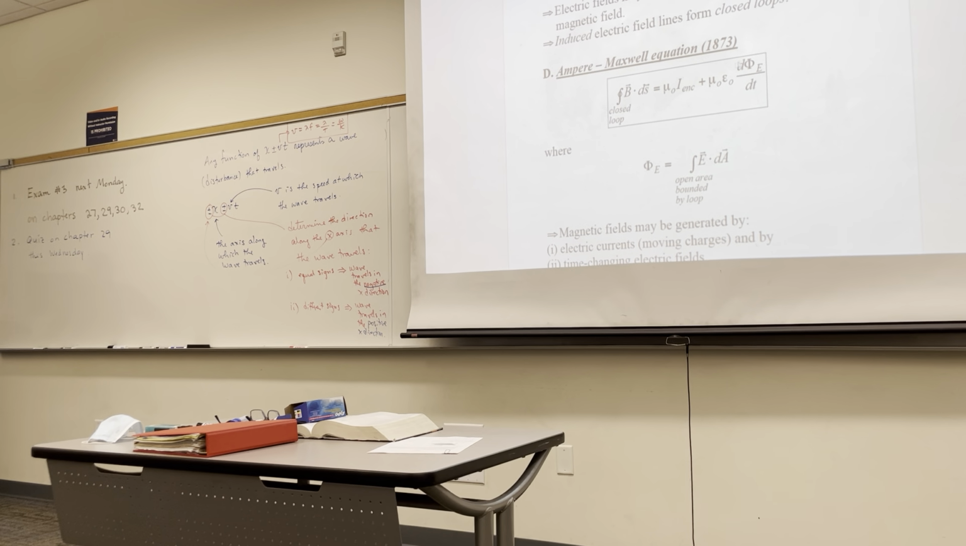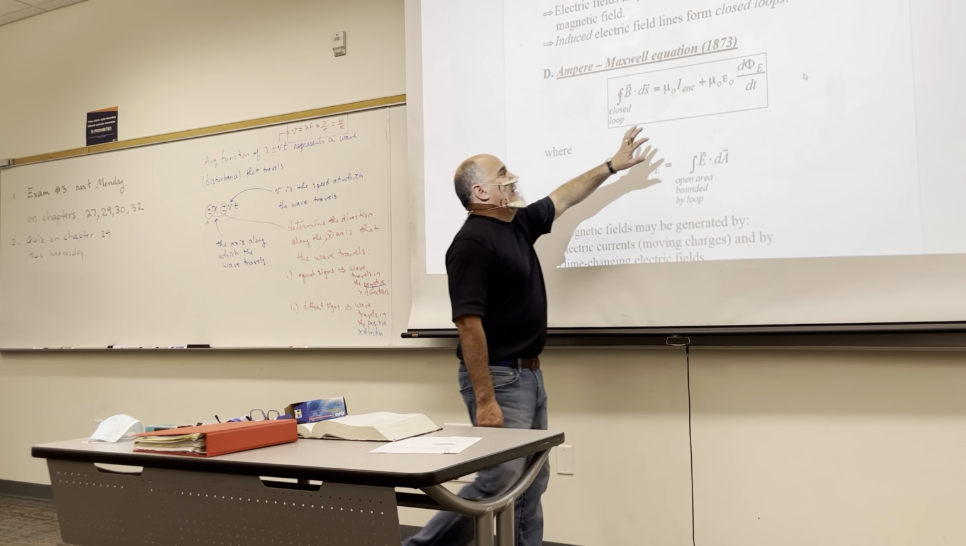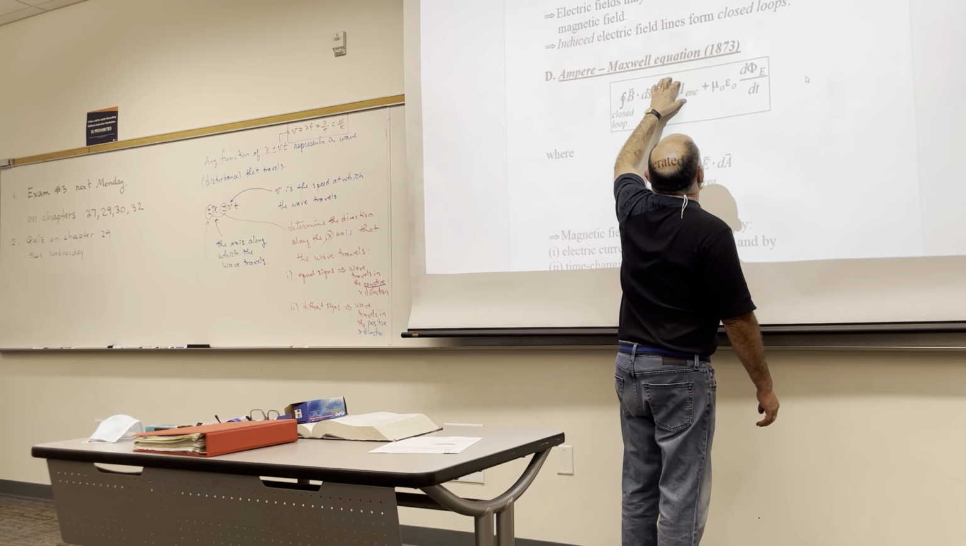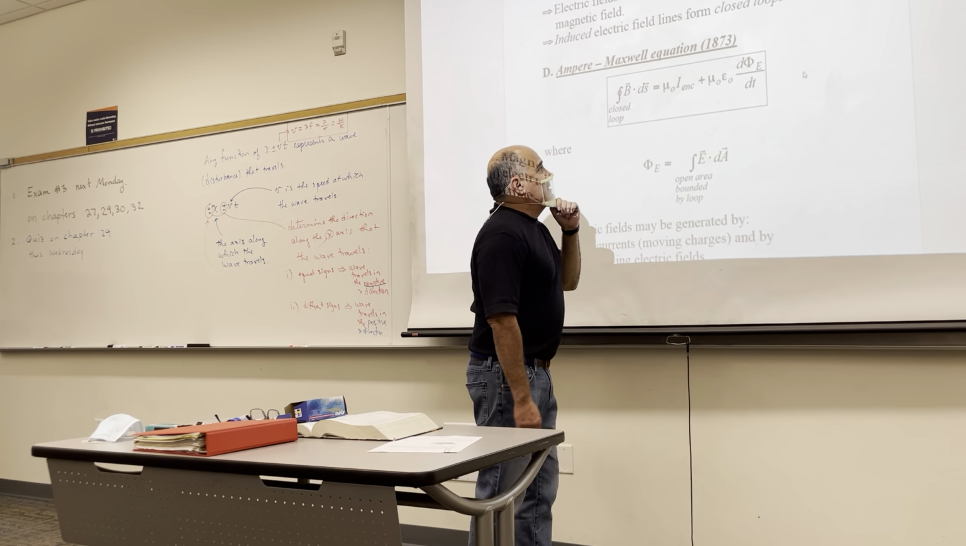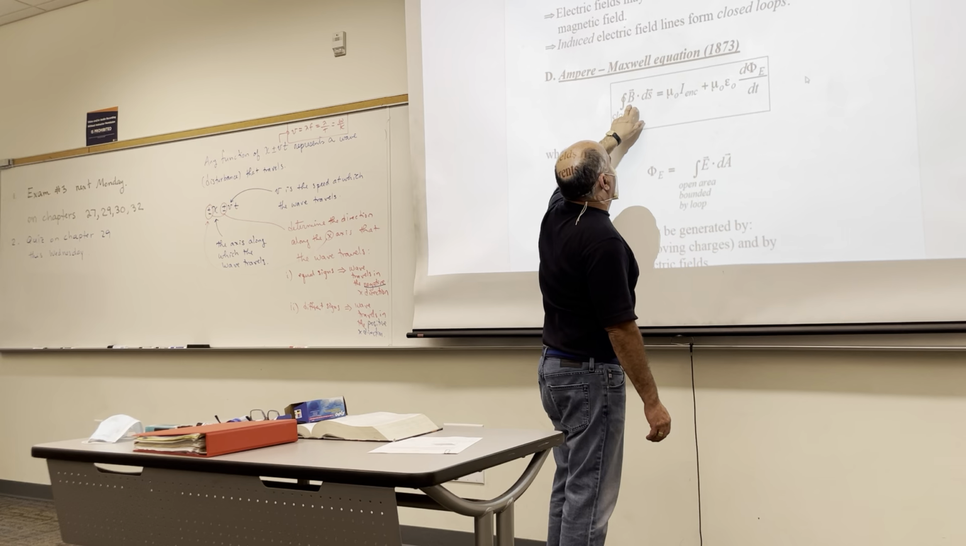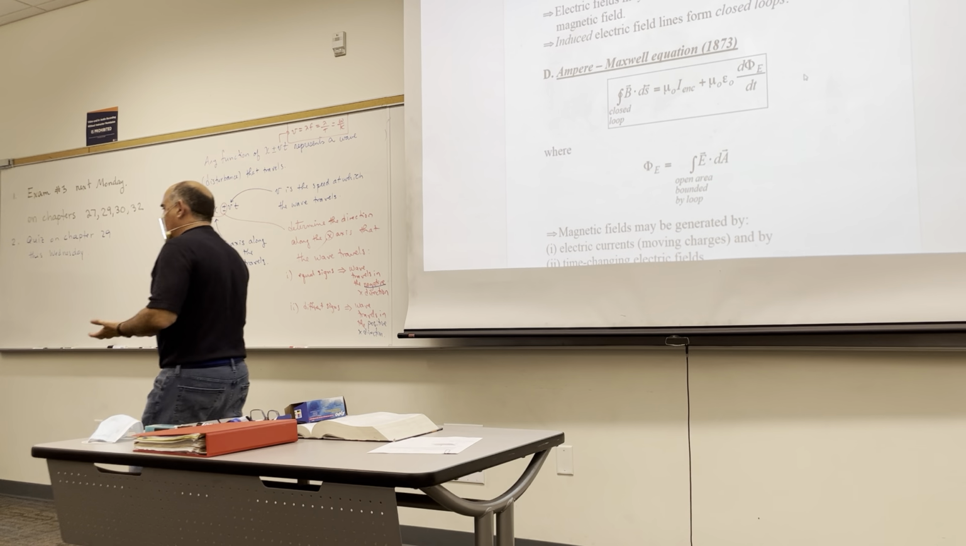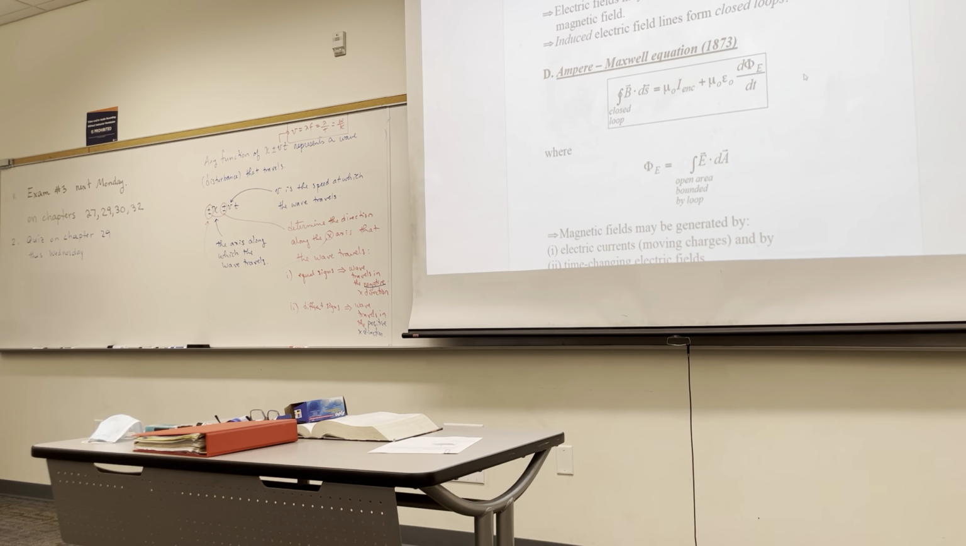And then Ampere came along. This was discussed, I think, in chapter 29. And Maxwell came along and added this term to Ampere's law. So basically he said that magnetic fields can be generated by moving electric charges, but magnetic fields are also associated with a time-changing electric field. There's a whole chapter dedicated to that, and problems and so on.